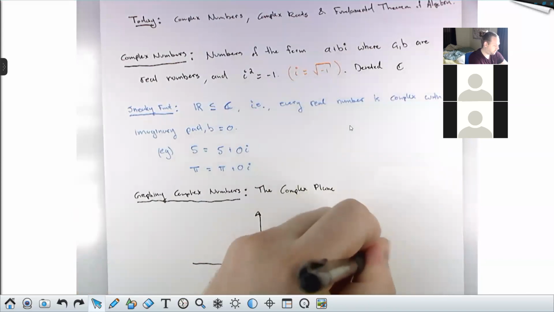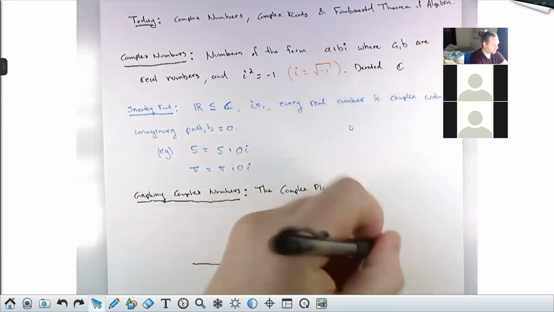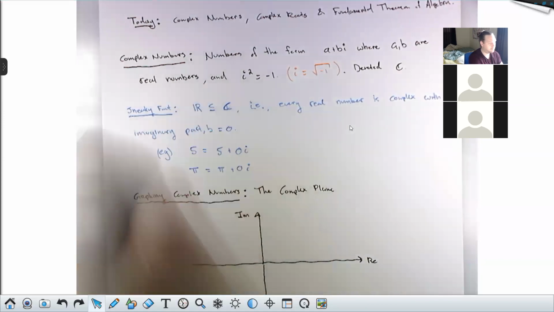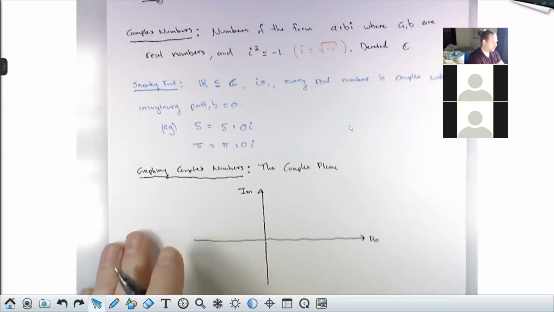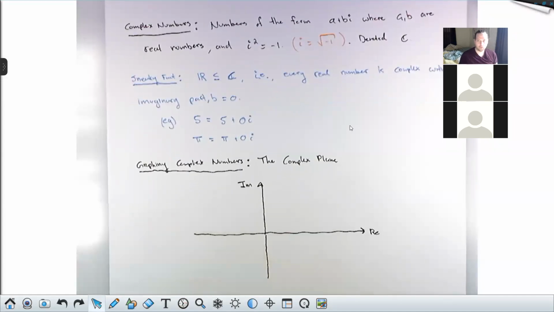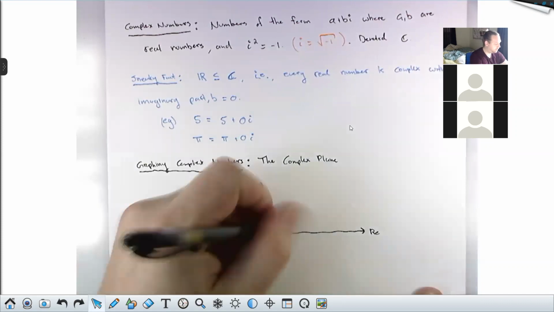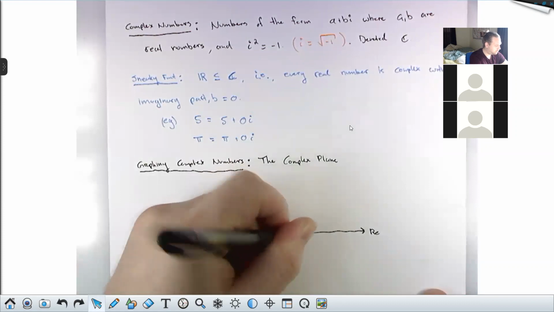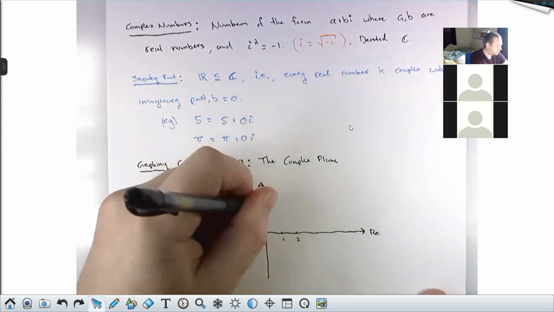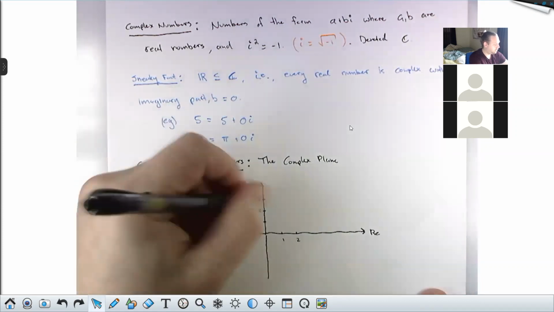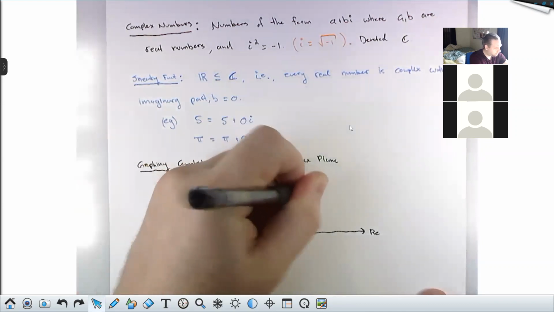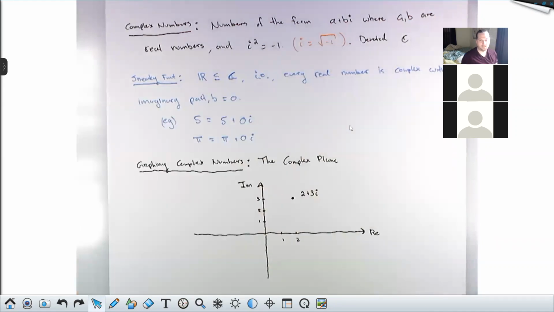This part over here is called the real axis. And this part up here, the y-axis, is called the imaginary axis. So if I want to graph the complex number 2 plus 3i, that's a complex number whose real part is 2 and whose imaginary part is 3. So here would be the complex number 2 plus 3i. It's that point in the complex plane.